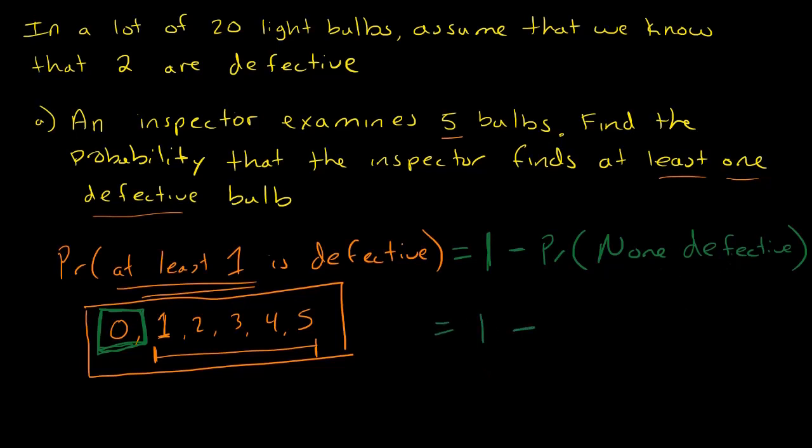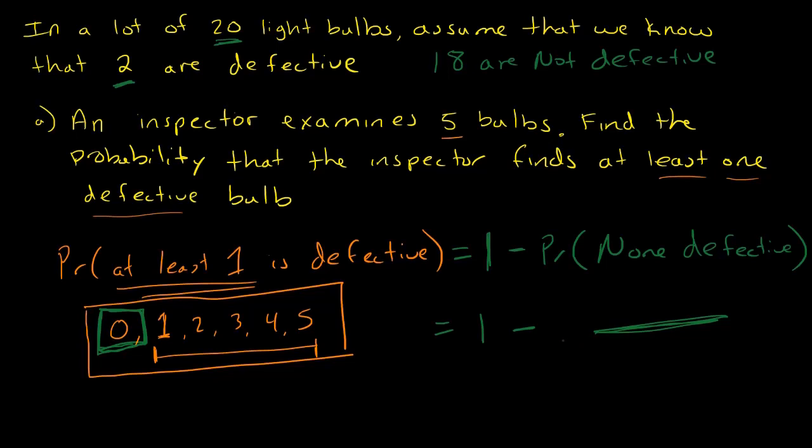Now, what is the probability of him or her choosing 5 non-defective light bulbs? Okay, so let's think this through. In the numerator, we are choosing 5. 5 out of how many? How many of them are not defective? Well, there are 20 light bulbs. 2 are defective. So that means 18 are not defective. And we want to choose 5 of those 18, basically. How many ways can we choose 5 of those 18?